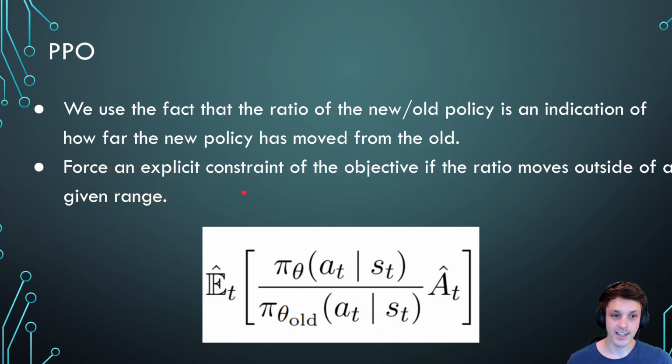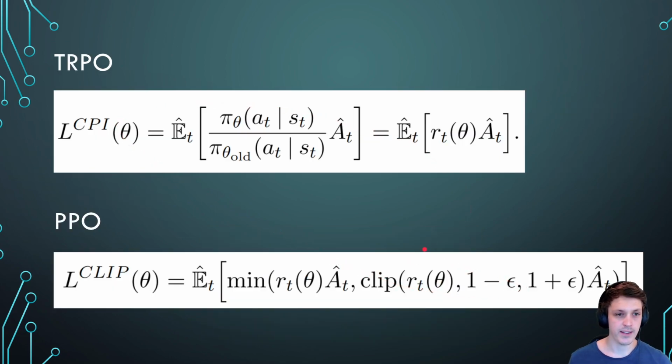And what PPO basically does is it forces an explicit constraint when updating our model with gradient descent if this ratio moves outside of some given range, sort of a trust region approximation. So if this ratio gets too far away from 1 on either side, we're not going to update our model. So how does PPO do that? TRPO has the conservative policy iteration objective. R_t(theta) here is not the reward function, it's the ratio between the new and the old policy. That's the objective for TRPO, and then it has that constraint, which is actually doing the trust region step. But PPO combines it all in one in this approximation.